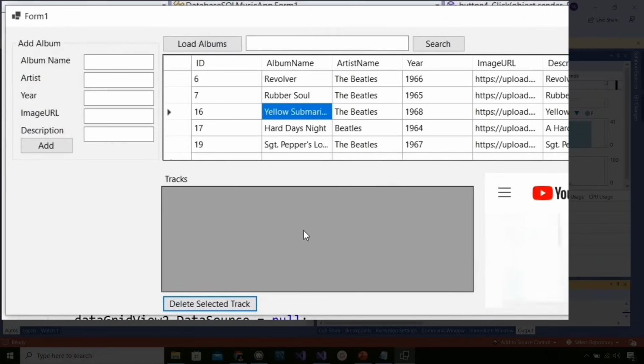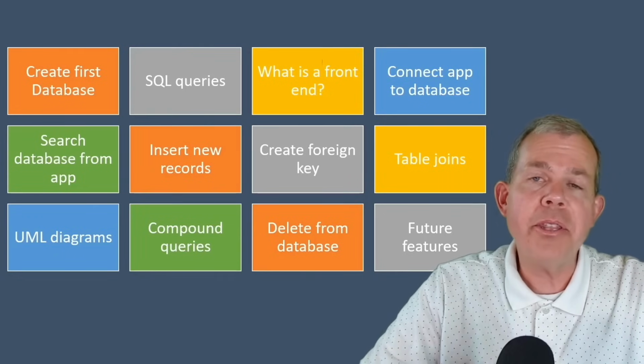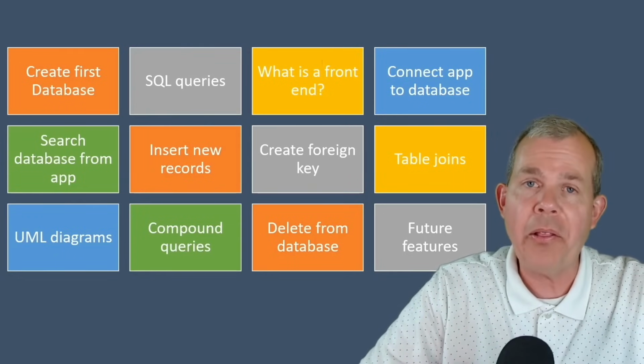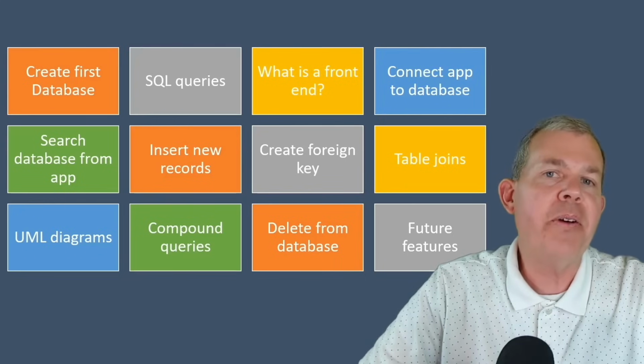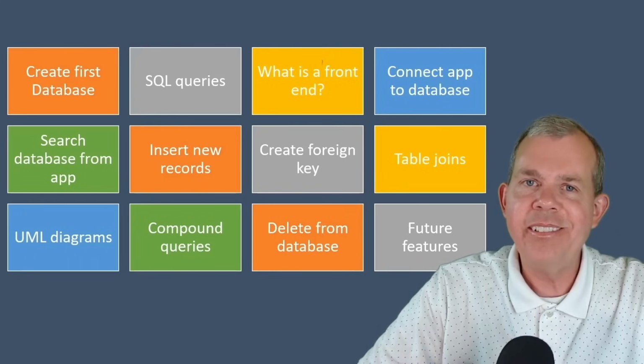This time, as you can see, it deleted the screen. It emptied out the tracks. Let's try Yellow Submarine, and this time it is empty. So it looks like the delete worked. Now in the next video, we're going to talk about more features that I'm going to leave for you as a challenge so that you can develop your skills and make this app complete. See you soon.